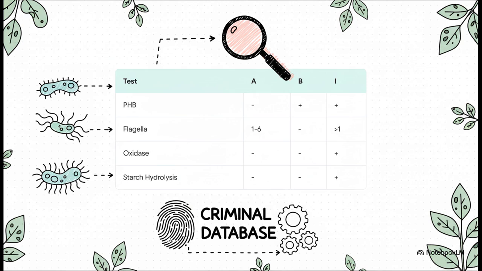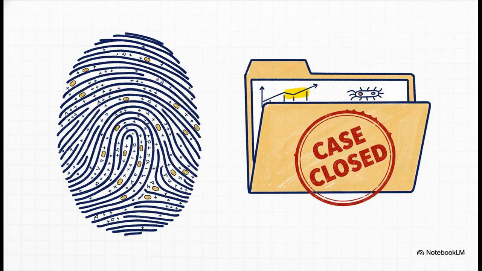Each of these columns represents a different known pathogen. So the detective takes their test results. Let's say they got a negative on the PHB test, they saw 1 to 6 flagella for movement, and a negative on the oxidase test, and they just look for the one column that perfectly matches all the evidence. And when you find that one perfect match, you've got your culprit. This unique combination of biochemical traits, it acts just like a fingerprint. Through this methodical process, from the field all the way to this final chart, the detective can finally name the pathogen with certainty. Case closed.